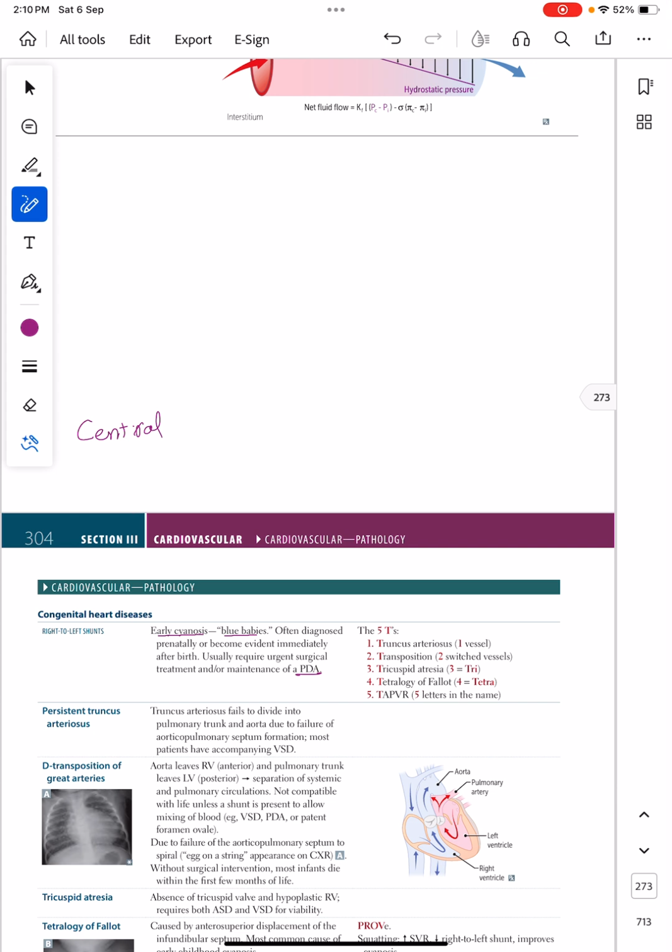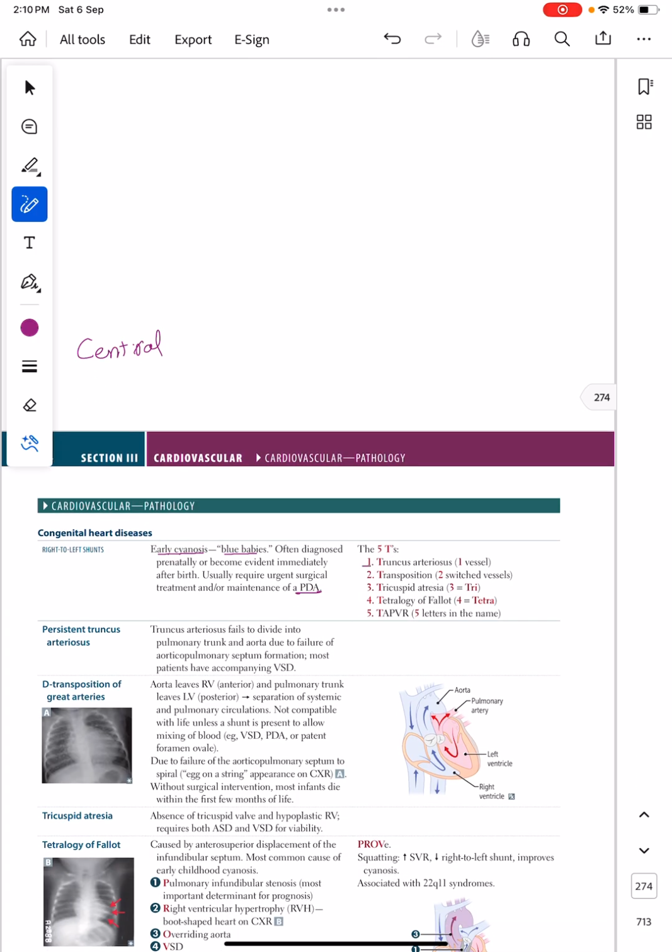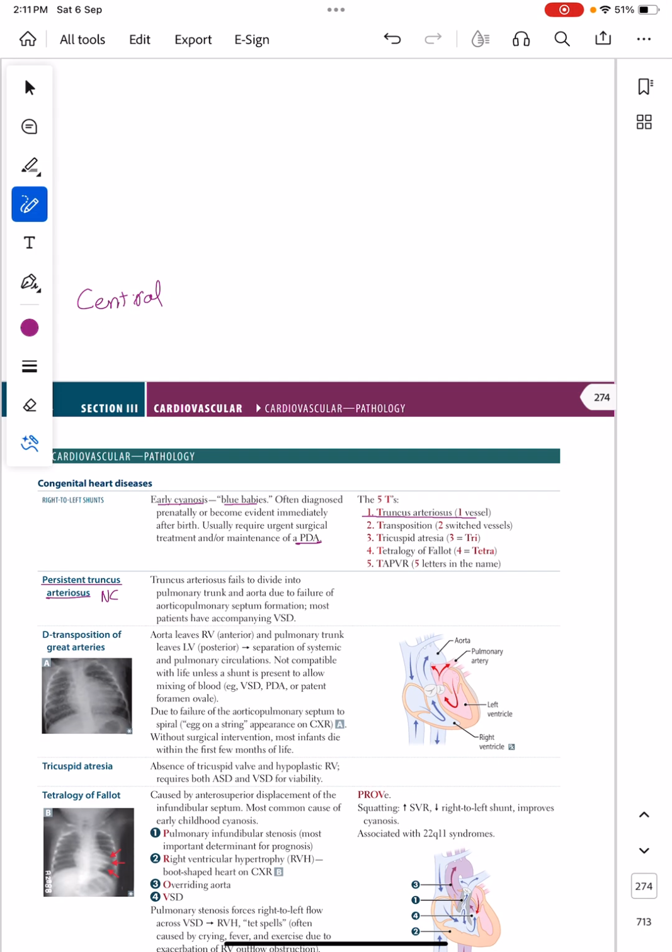So the first condition is truncus arteriosus. It is due to the failure of the neural crest cells. The neural crest cells are responsible for forming the aorticopulmonary septum, which we discussed in the first video. In truncus arteriosus, the truncus fails to divide into the pulmonary artery and aorta. And why? Due to failure of the neural crest cells to migrate.